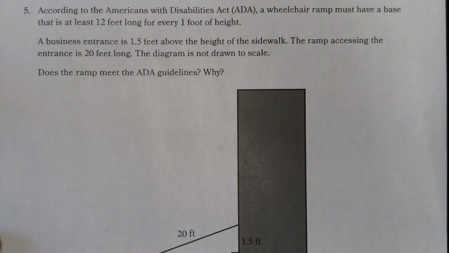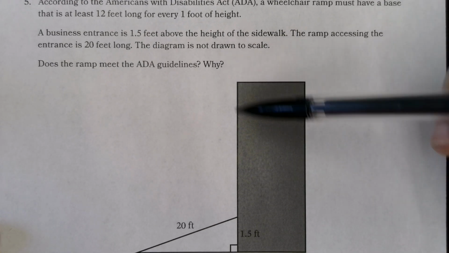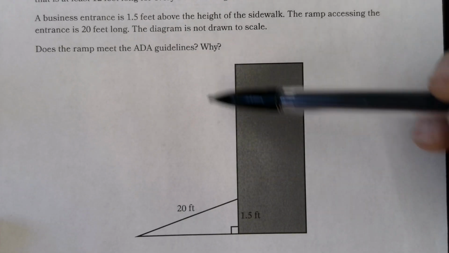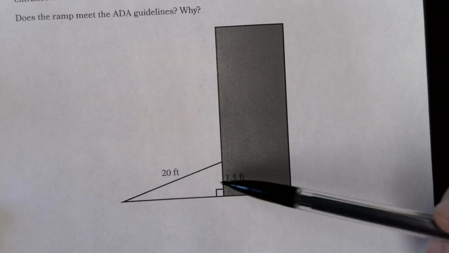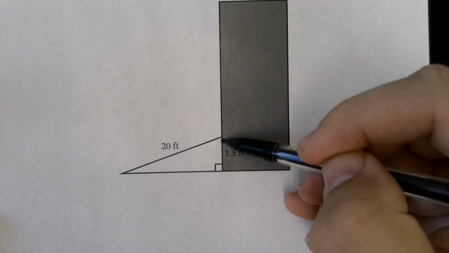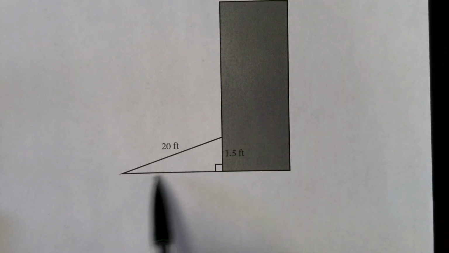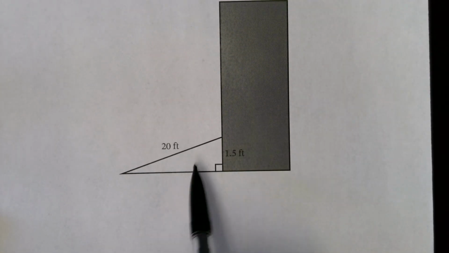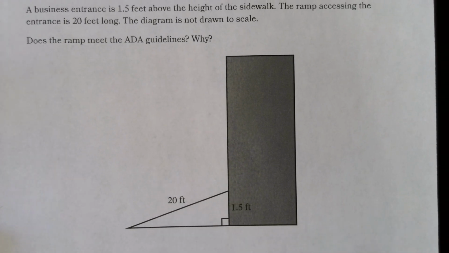Number 5 has a wheelchair ramp. We have to determine if the ramp meets the guidelines. The guidelines say that for every 1 foot of height on the ramp, the base must be at least 12 feet. Okay. So this is not drawn to scale.